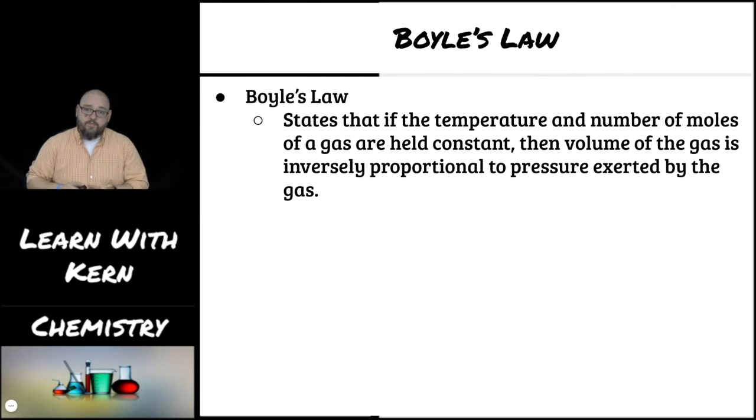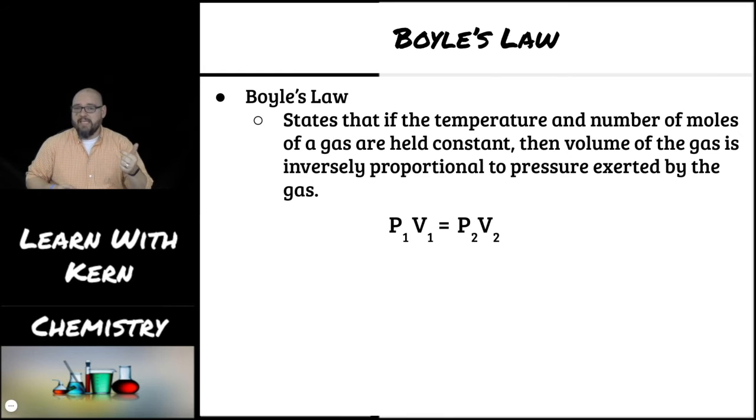The equation for this: if a direct relationship is a proportionality, where I divide them, then an inverse relationship is where you multiply them. So we have P1 times V1 equals P2 times V2. P1 V1 equals P2 V2. This is Boyle's law. And so what that means is the product, not the ratio, but the product of P and V has to stay the same.